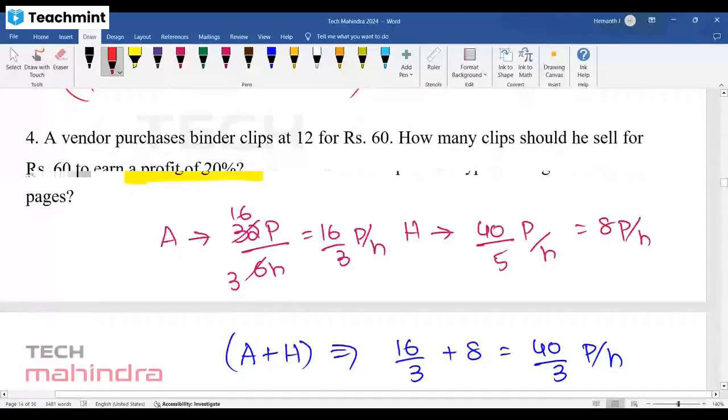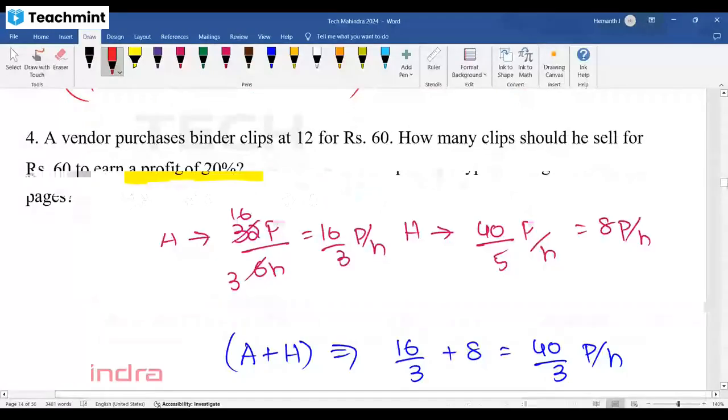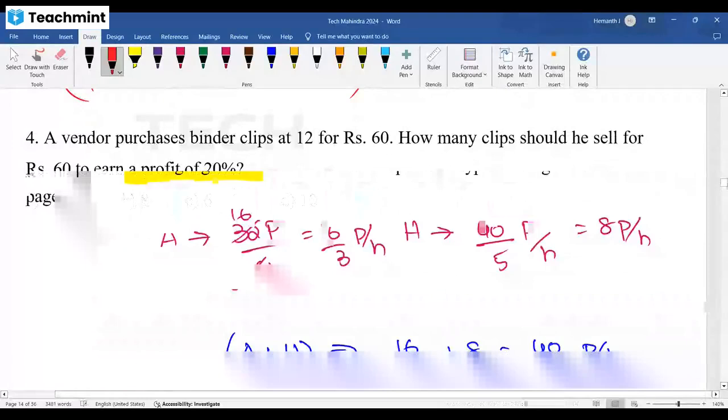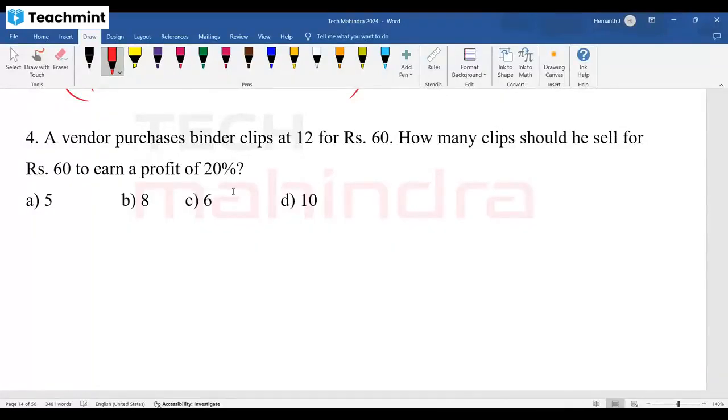Next one. A vendor purchases clips at 12 for rupees 60. How many clips should he sell for rupees 60 to earn a profit of 20%, right? So he needs to sell fewer clips for 60, then only he'll get 20% profit. So, see, for 60 rupees he got 12. Now for the same 60 rupees, how many does he need to sell so that he gets 20% profit.